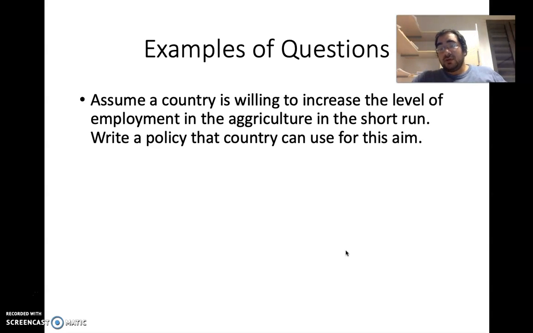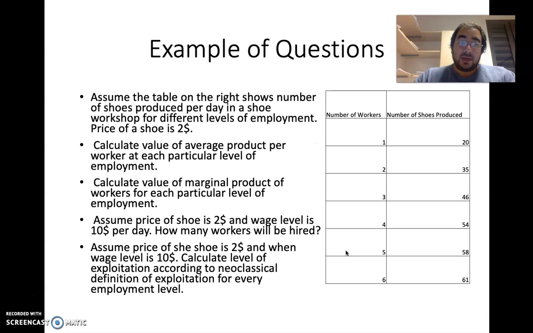Another way to do it can be increasing labor productivity, maybe educating the workers, or increasing the price of the product the agricultural rural areas are producing, both of which might basically increase the labor demand. An alternative way might be also decreasing the wage, but that might also hurt the workers, but that's also a possible policy to achieve the same.